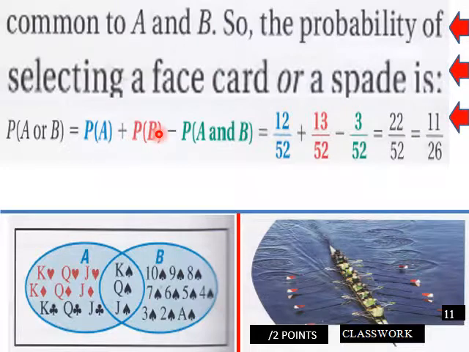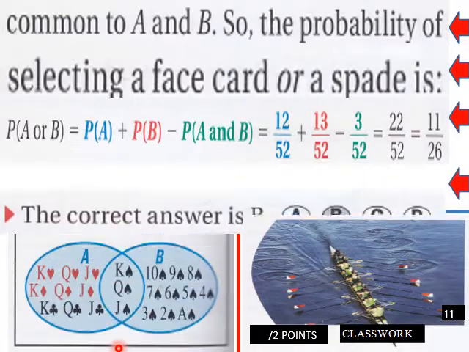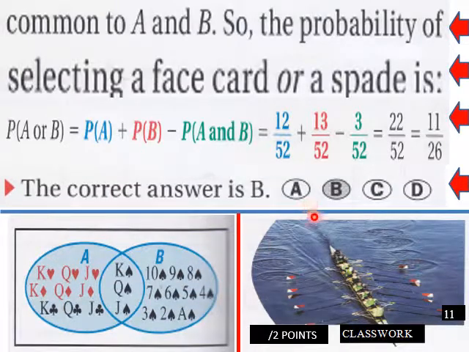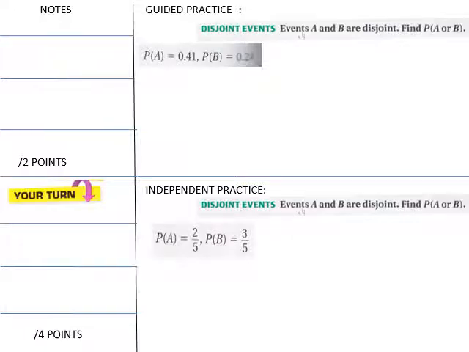So the probability of selecting a face card or a spade is here. We have the probability of A plus the probability of B minus the probability of A and B. And this would be A and B. The probability of A and B would be 3 over 52. This is the one we're looking for right here. And this comes out to 22 over 52, which is 11 over 26. And so the correct answer would be B for that one.